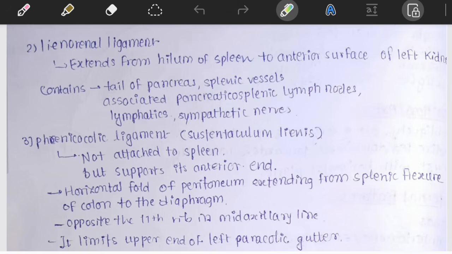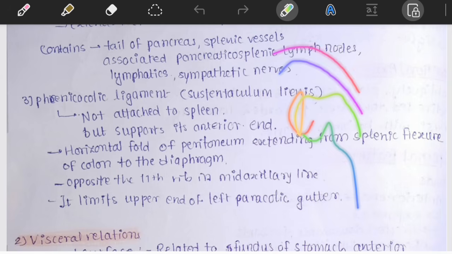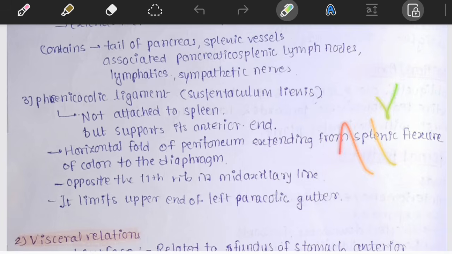Now the third one is slightly different, that is the phrenico-colic ligament. It is not attached directly to the spleen, but it supports the anterior end of the spleen. It is a horizontal fold of peritoneum extending from the splenic flexure of the colon to the diaphragm. It lies approximately opposite the 11th rib near the mid-axillary line, and it forms the upper limit of the left paracolic gutter. Imagine the phrenico-colic ligament as a small shelf underneath the spleen, and the spleen rests partly on this shelf.